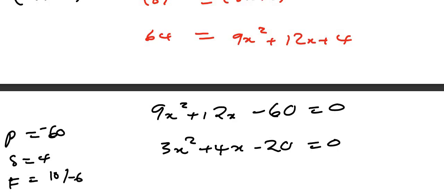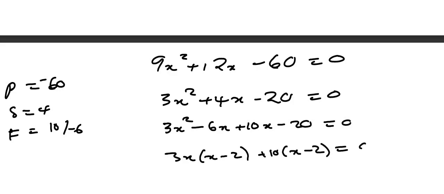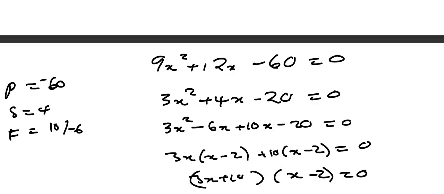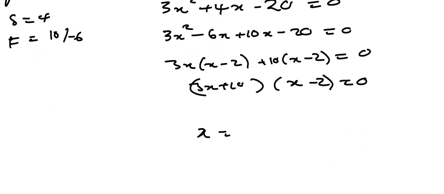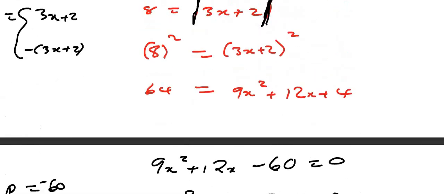Can these guys work? Yes, they can. So this will be 3x squared minus 6x, then plus 10x, then minus 20 is equal to 0. This will be 3x times x minus 2, plus 10 times x minus 2. So this will give us 3x plus 10 and x minus 2 is equal to 0. So we are simply going to have x is equal to negative 10 over 3 and x is equal to 2. So we have two answers.